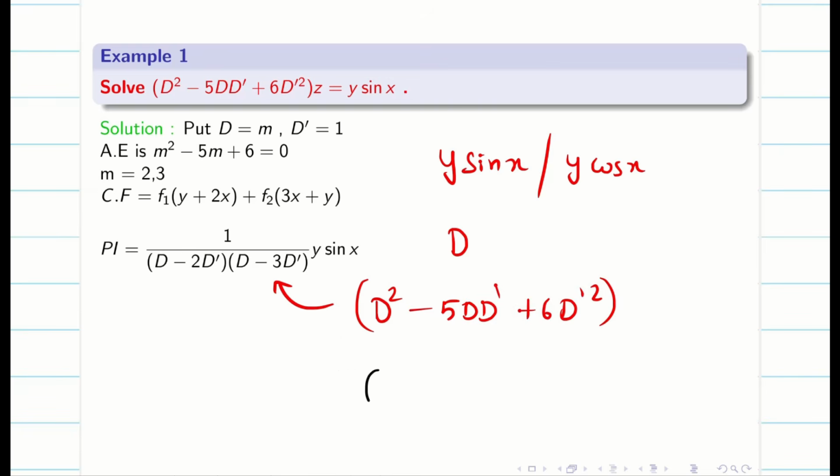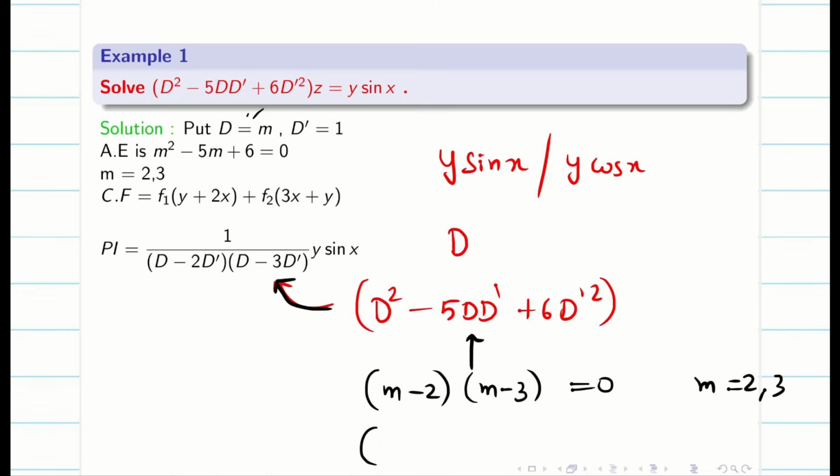From the auxiliary equation, we know (m minus 2)(m minus 3) equal to 0. We get m equal to 2. Now, using this auxiliary equation, I am going to rewrite this like this. I am going to put m equal to D, the reverse part. Like this you can easily remember: m equal to D, and 2 into 1 I consider, so it is D dash. Similarly, m equal to D, 3 D dash.